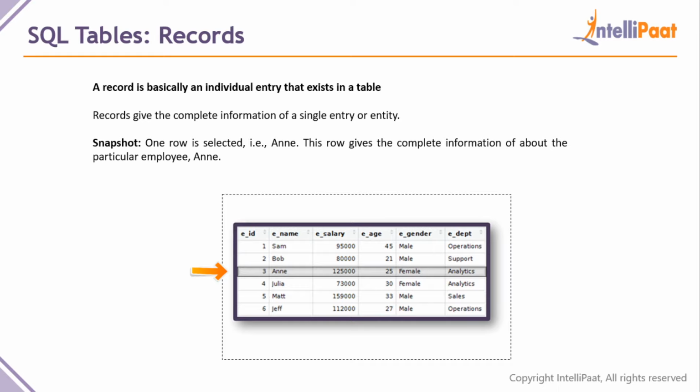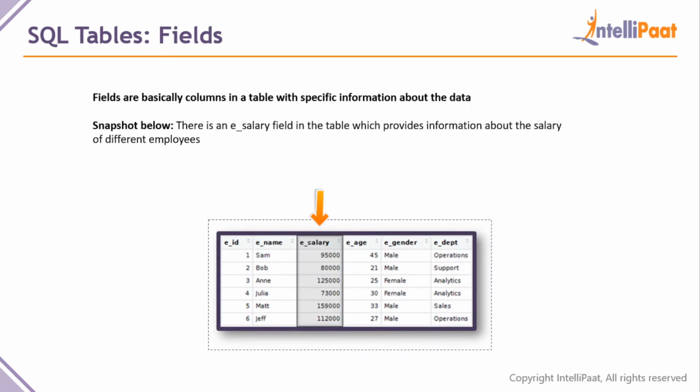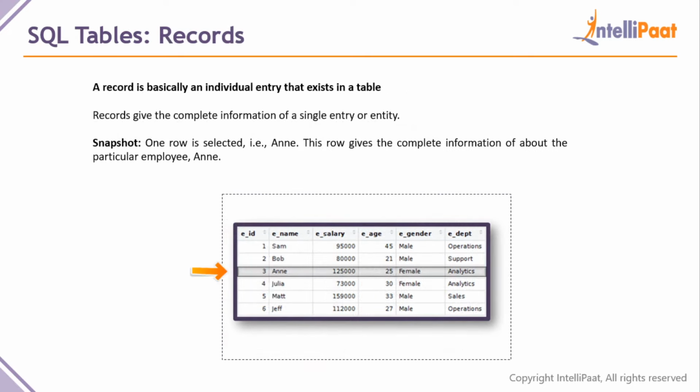We already have a lot of data on the screen, but when we highlight one row, Annie's row, this row gives us the complete information about that particular employee, guys. So this is what we call a record. Let me quickly step back where you can see fields again. So this is the field, guys. The field is the column, the record is a single entity which gives us complete information. I hope I was clear with that.